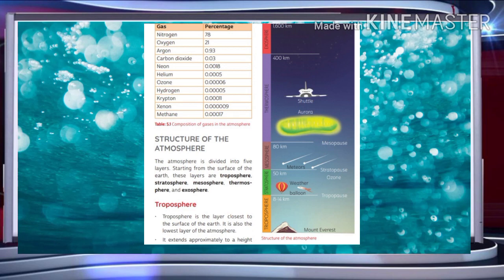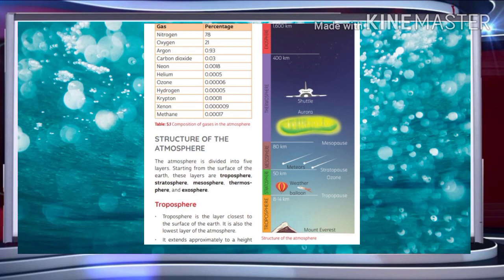The temperature in this layer is inverse to the altitude. That means as altitude increases, temperature decreases and vice versa. The temperature decreases at the rate of 1 degree Celsius for every 165 meters of increase in height. This reduction is known as lapse rate. Dust particles, water vapors, impurities, everything is present in this layer only.